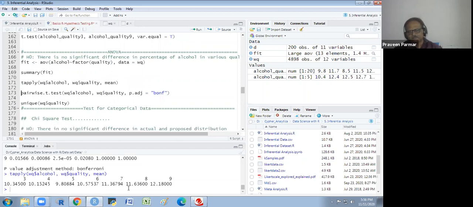table. Okay. Mean of the percentage of alcohol in each group of wine, and we could also find out the standard deviation instead of mean. Okay. And then we could prepare the table properly. Got it? Okay. Any doubt?